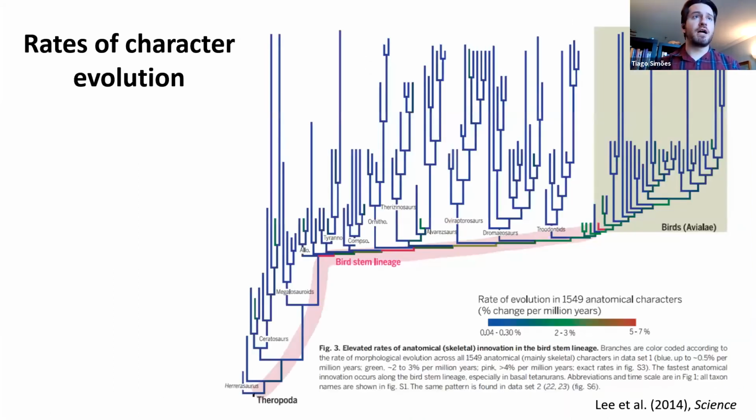Besides that, we also have applications to understand the rate of character evolution. One of the first approaches to that was done by Mike Lee and colleagues in 2014 to understand the rate of evolution during the dinosaur-bird transition during the Jurassic and the Cretaceous. What they found is accelerated rates of evolution in the lineage leading to birds, exceptionally high rates, which actually conforms to the classical theory of new body plans emerging at high rates of evolution, first developed by George Gaylord Simpson in the 40s and early 50s.